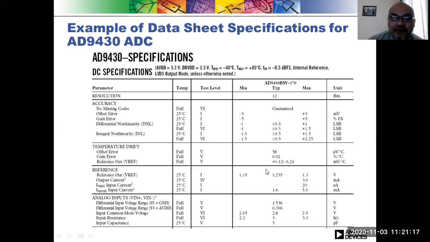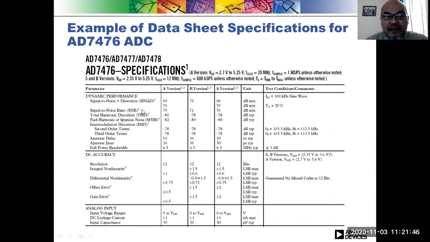This is the output value. Then the analog inputs, you can implement this analog digital converter as differential input voltage range, with the full voltage of 1.536 or 0.766 volt. This is the input common mode voltage, input resistance, and input capacitance. This is the dynamic performance, signal to noise plus distortion ratio, SNR, signal to noise ratio at specific temperature, at specific input frequency, 100 kilohertz.